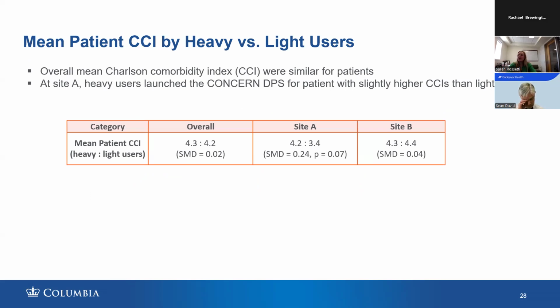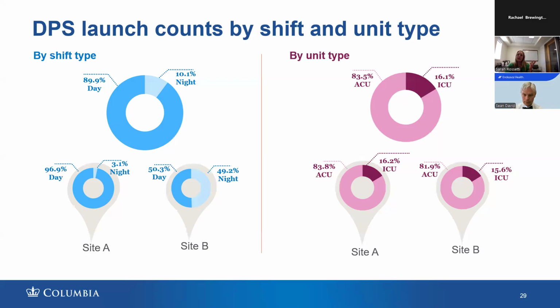We did look at these heavy versus light users in terms of patients' Charlson Comorbidity Index. And we found that at one of the sites, the heavy users launched this detailed screen for patients that did have slightly higher Charlson Comorbidity Index than the light users did. And then these overall counts by looking at shift type and by unit type. So overall, these launches were happening during the day. Again, some differences there between the sites. And then most of the launches actually, and this was similar across both sites, which is different than some of the other data, were on the acute care units.